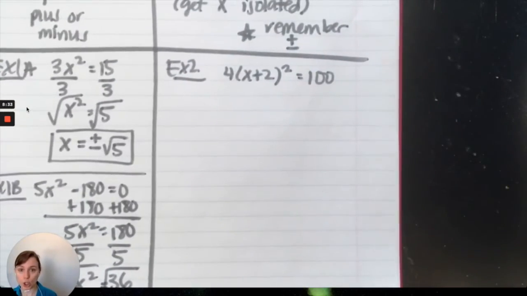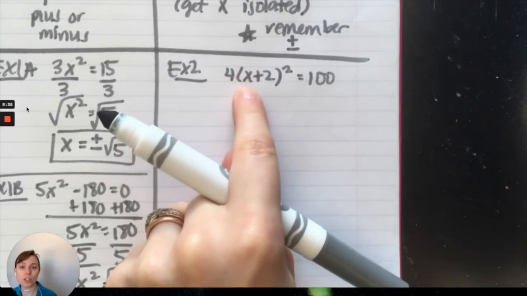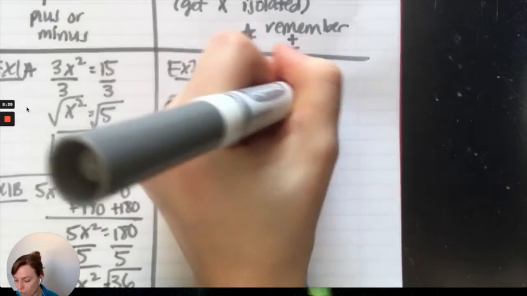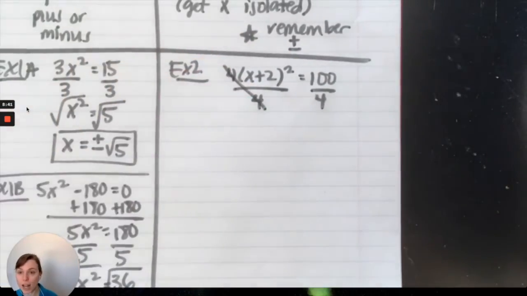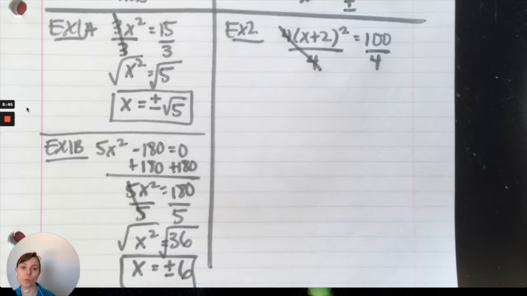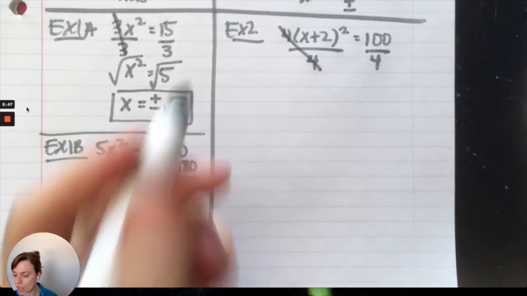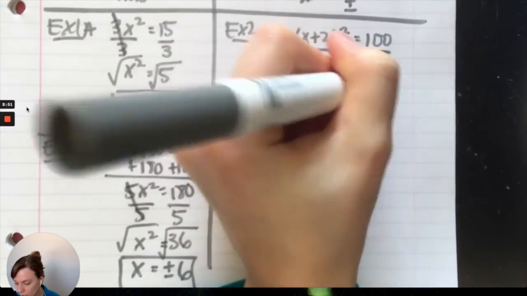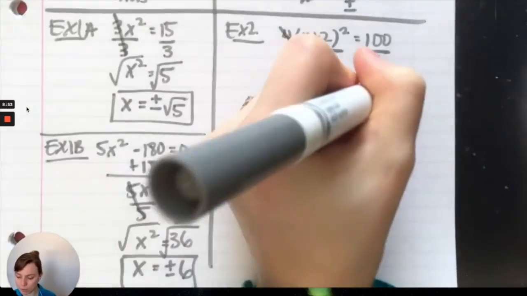All right, example 2, we have a coefficient. We have a quantity squared. So I'm going to divide by that 4 because these make 1. And that's what our goal here was, to get all of these to make 1, so the x squared quantity is all by itself. I'm going to end up with x plus 2 quantity squared equals 25 because I can simplify that.